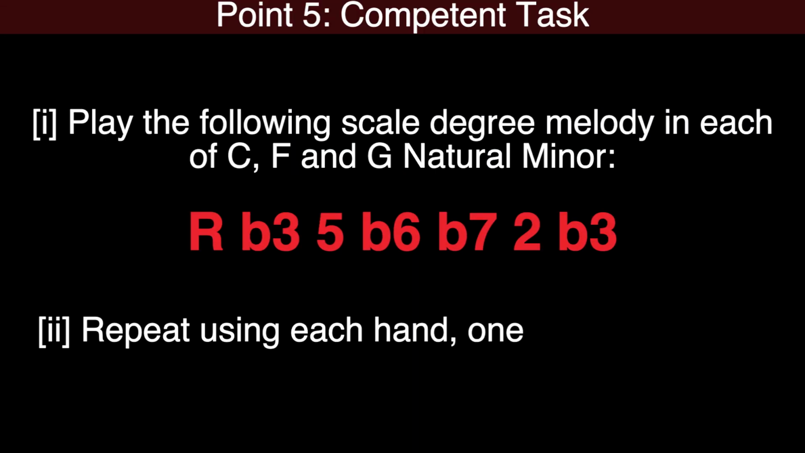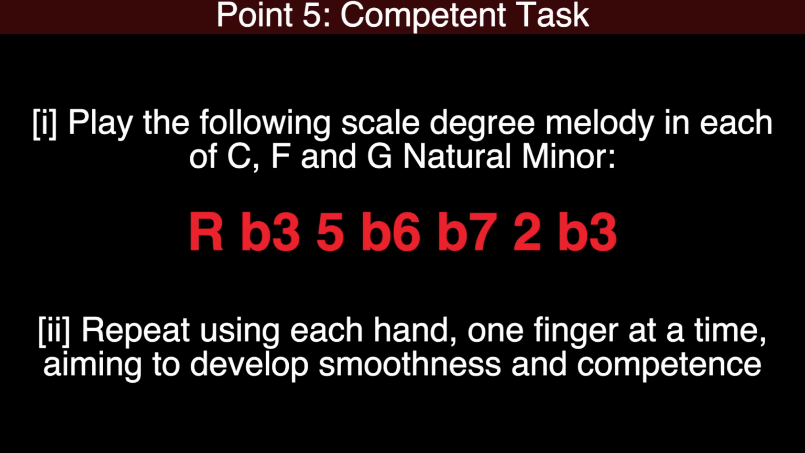For your competent task, play this scale degree melody using the roadmaps of C, F and G natural minor. Root, flat 3, 5, flat 6, flat 7, 2, flat 3. Repeat this melody, one hand, one finger at a time, until you can play it reasonably competently and smoothly.